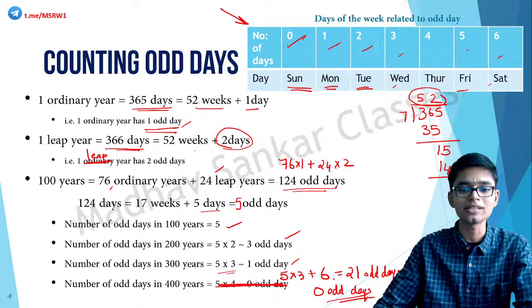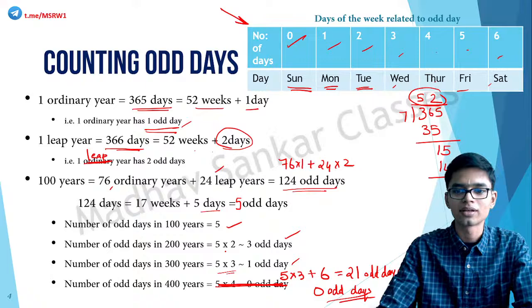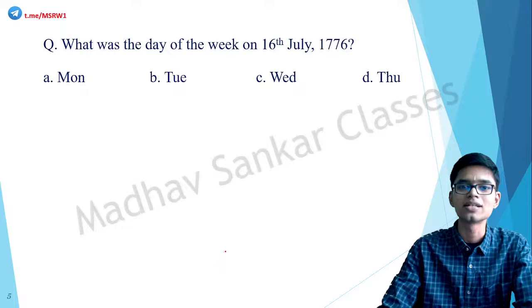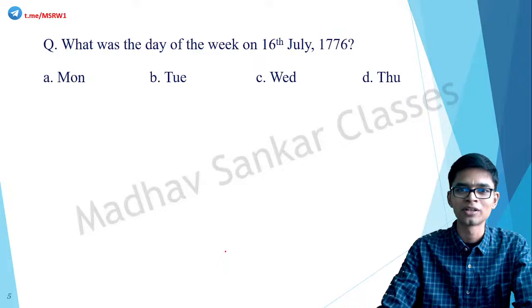Anyway, let's continue. What was the day of the week on 16th of July, 1776? Any idea? How do we do this, first of all? In order to do this, you have to have a very good understanding of everything that I have talked about so far.